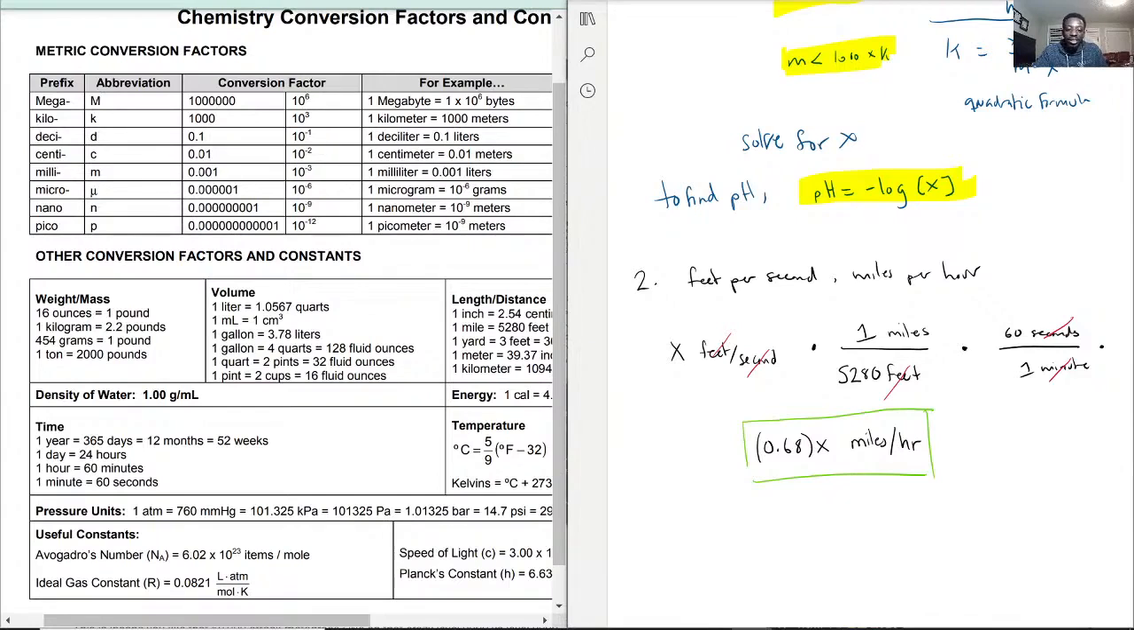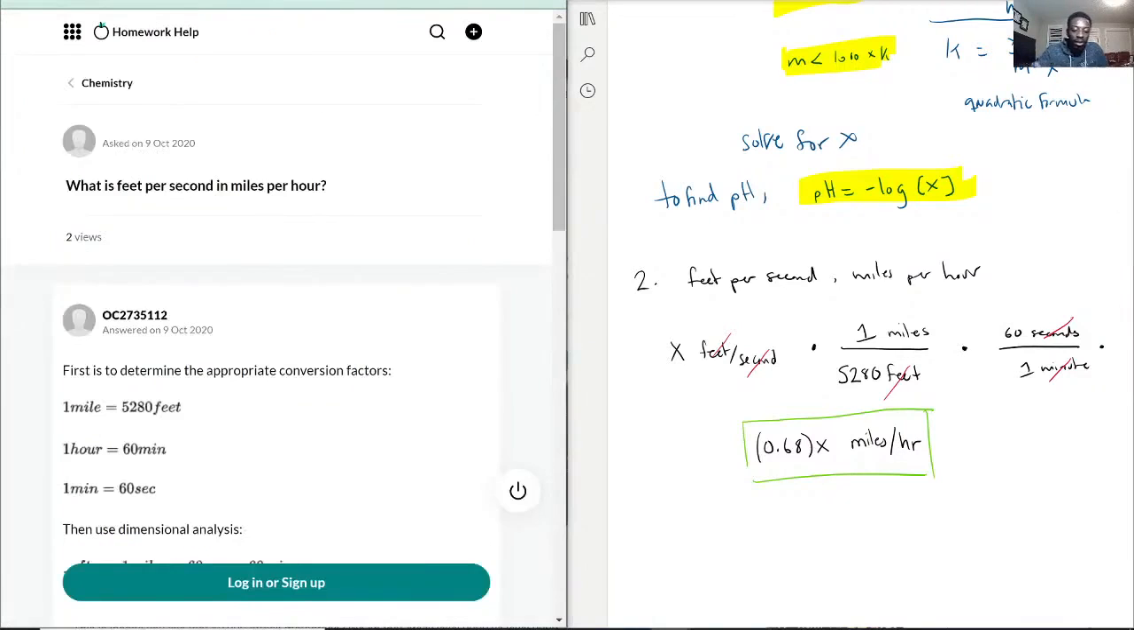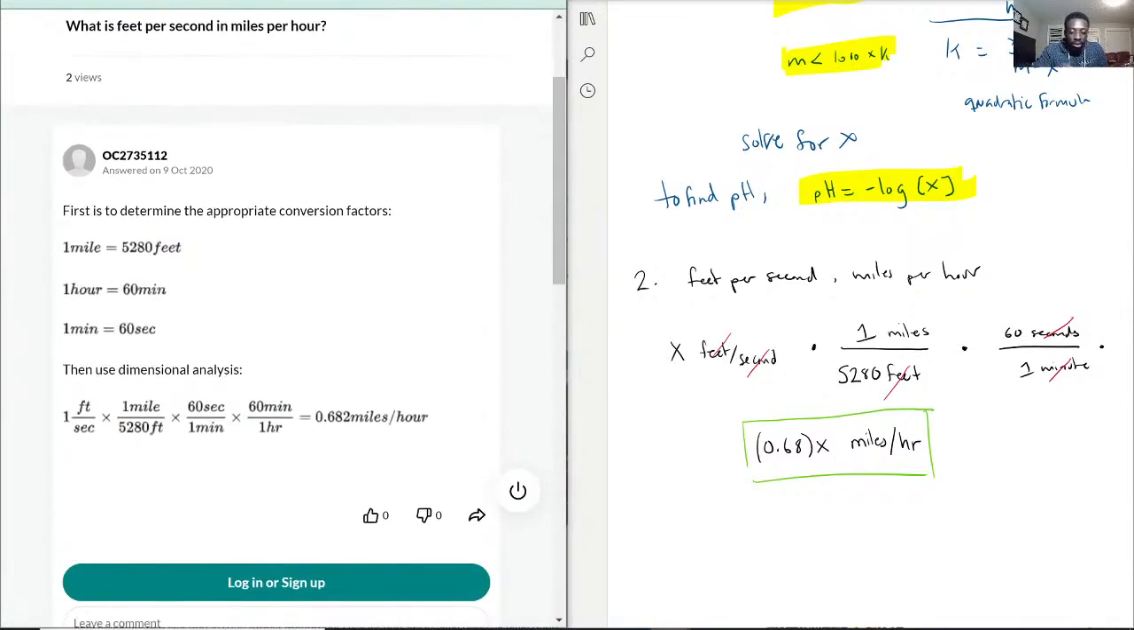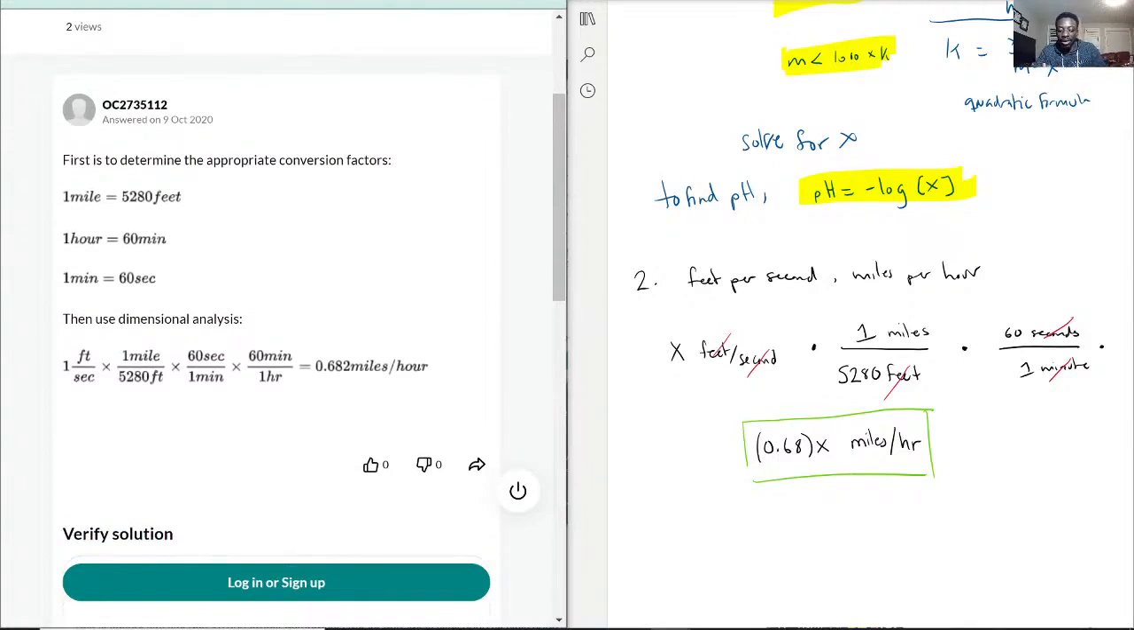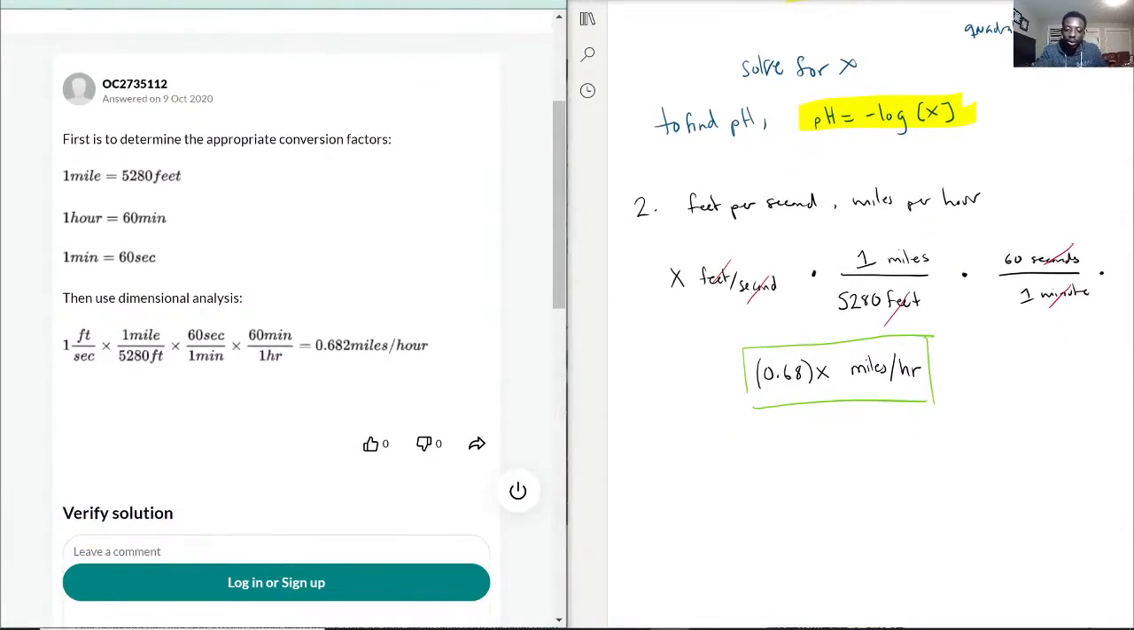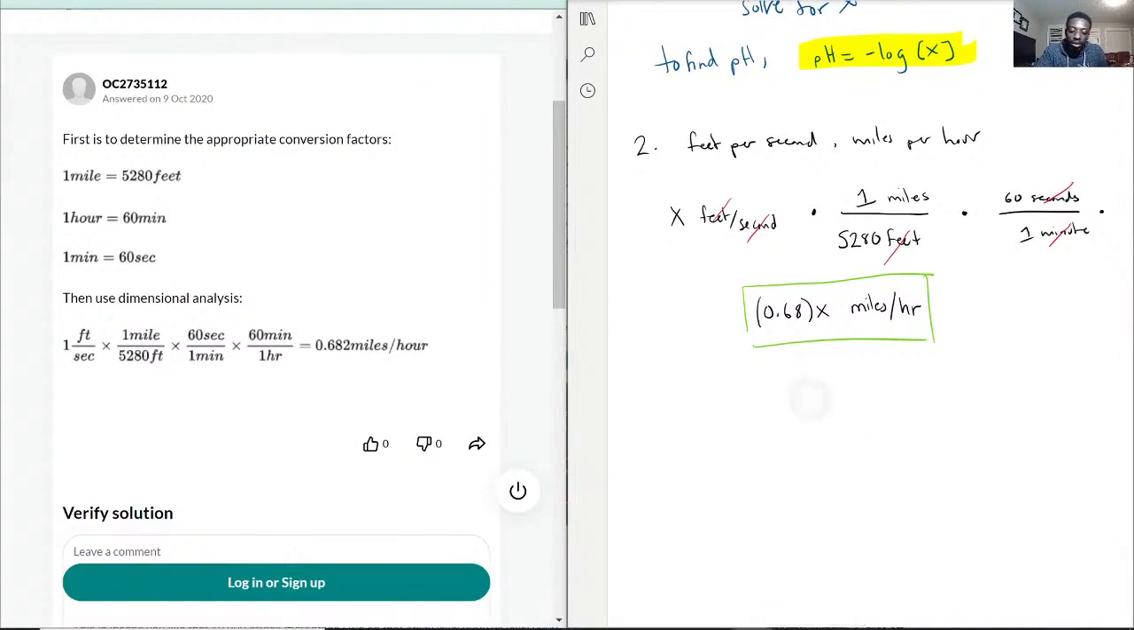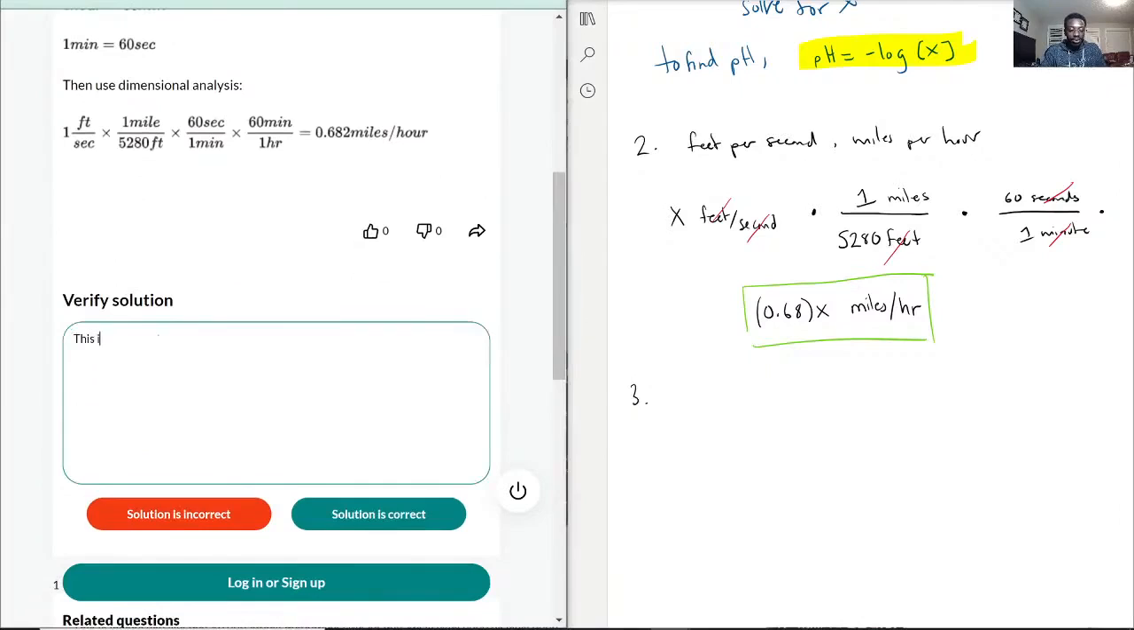Okay, now let's see if that actually works when they solve it. Oh yeah, 0.68, yep, they got what I got, 0.682 miles per hour. And that's how you answer question 2. So let's go to question 3 then, but let me just say here that this is correct.